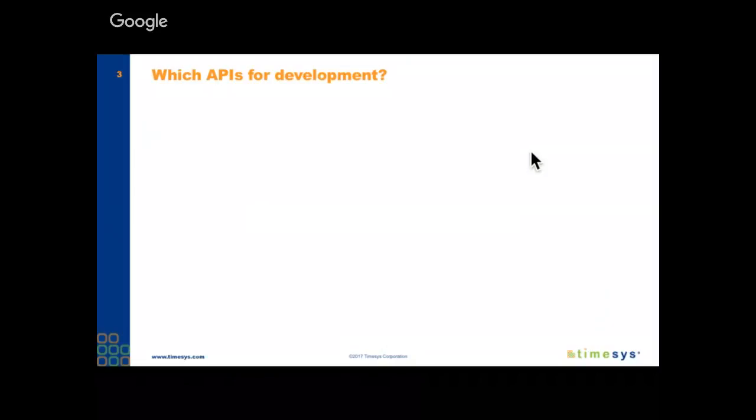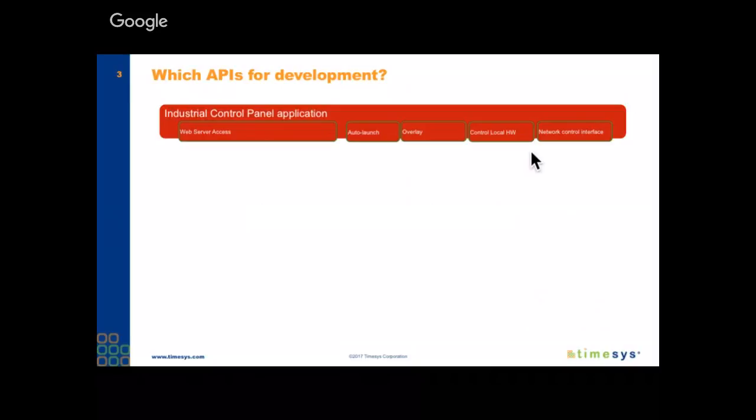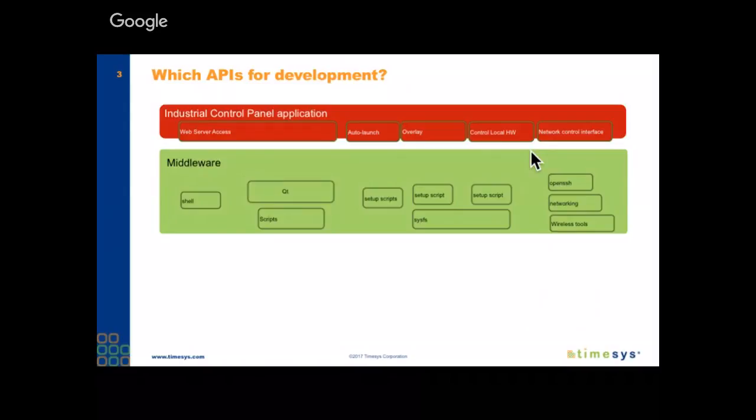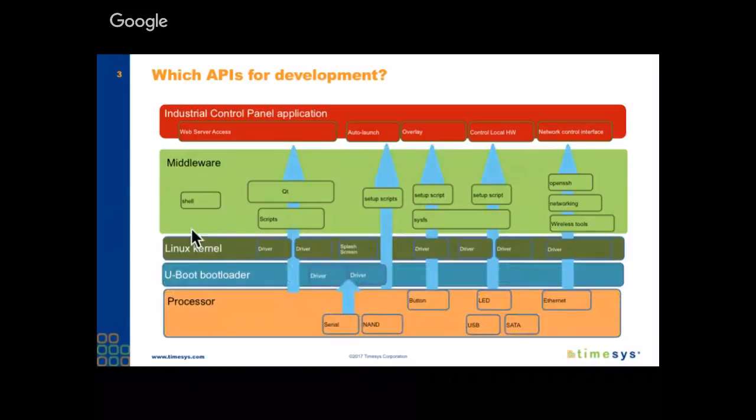Which APIs for development of system-level software? Last week we learned how to approach development of applications, the top red layer and part of the middleware, if your application consists of an executable and multiple libraries. Today we're going to focus on the layer below middleware, the Linux kernel.